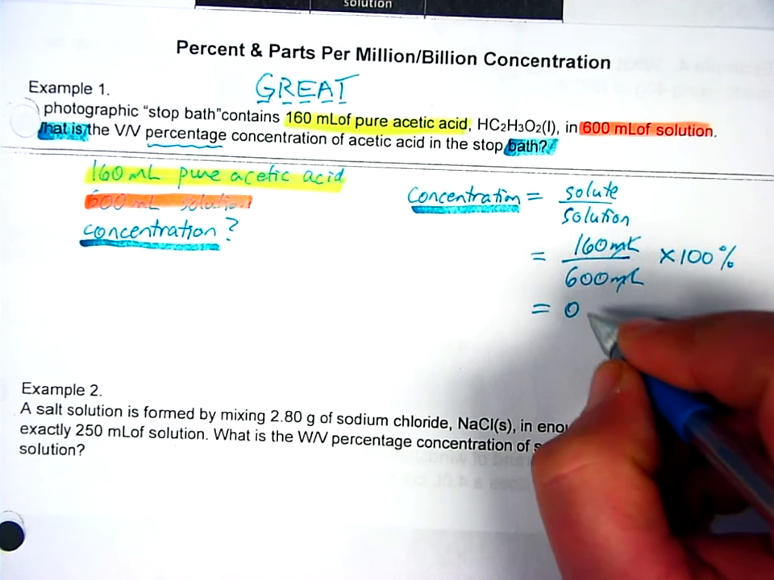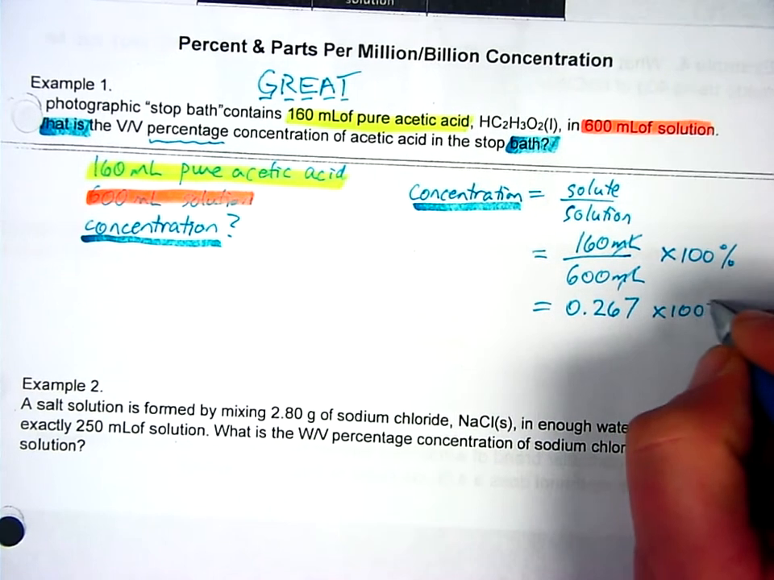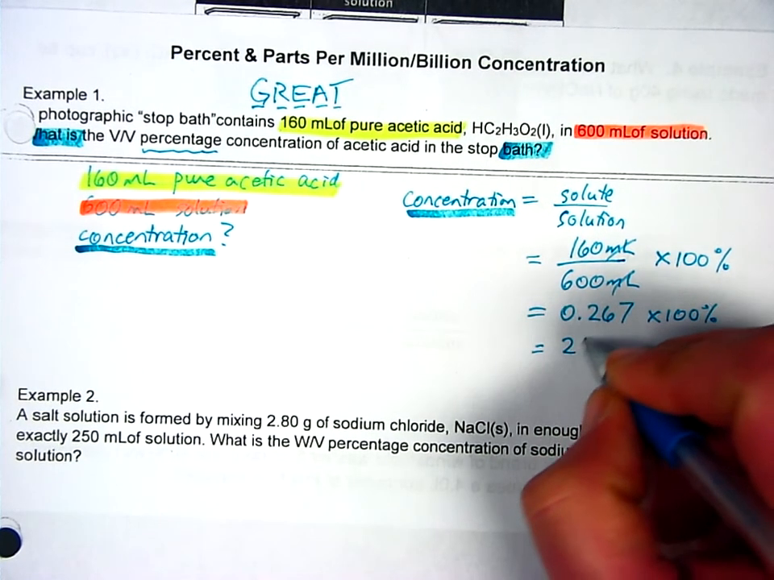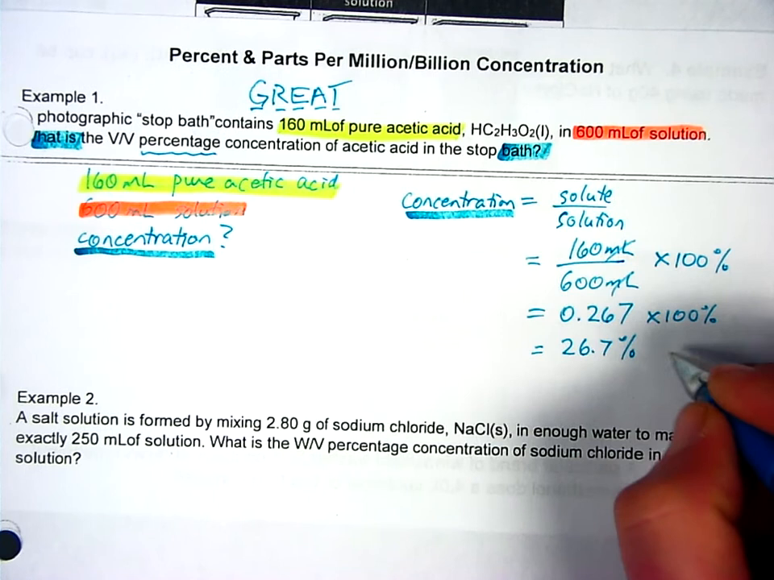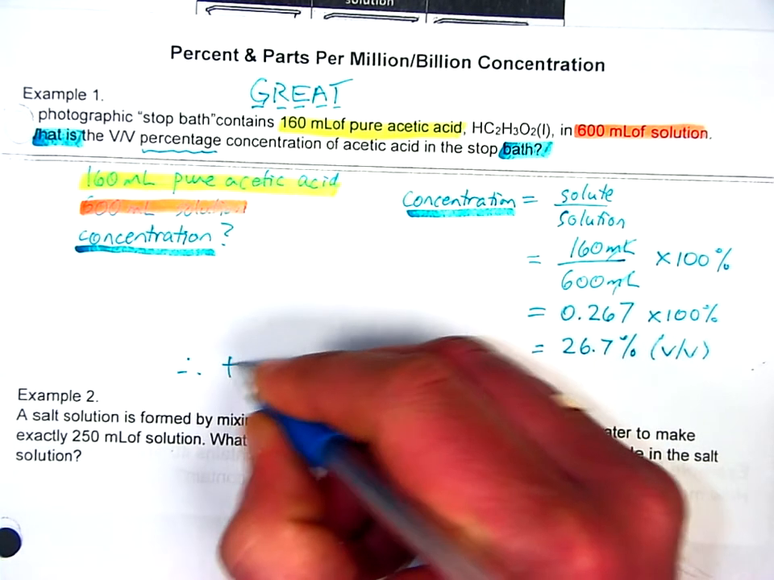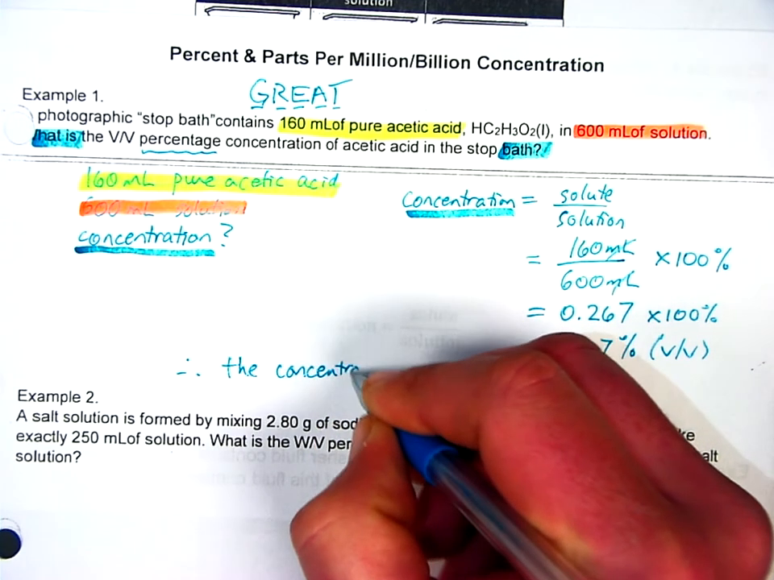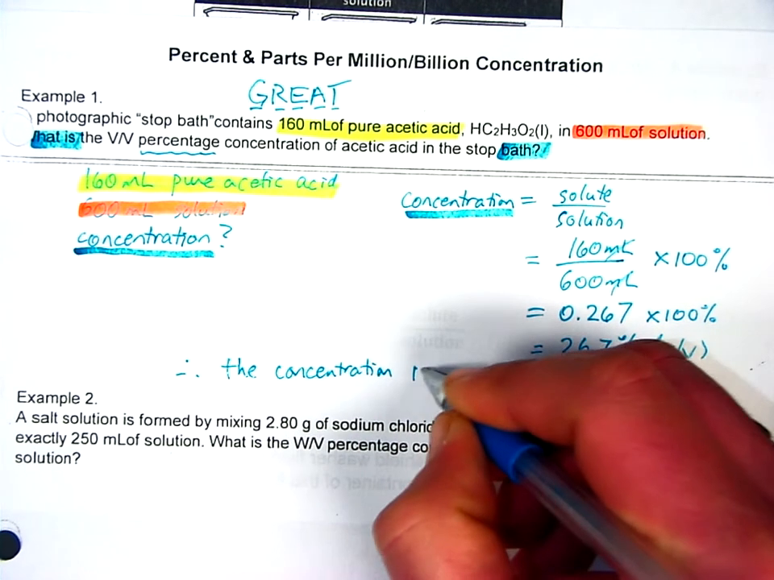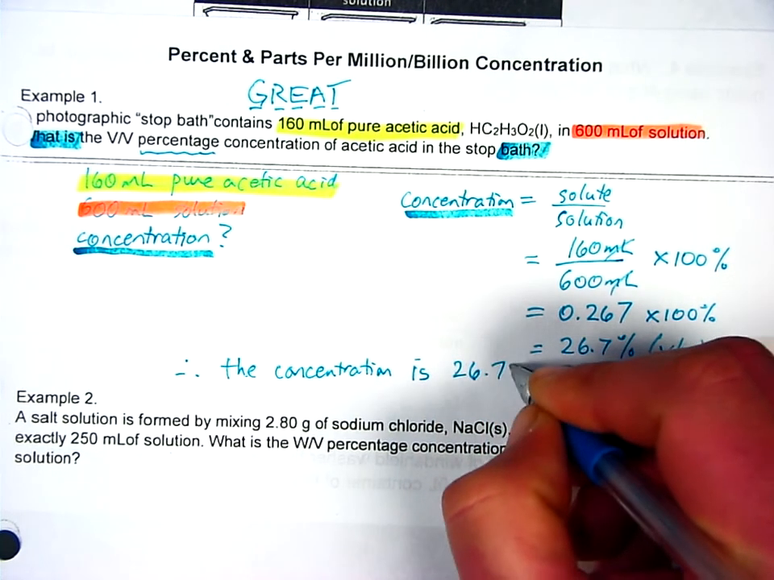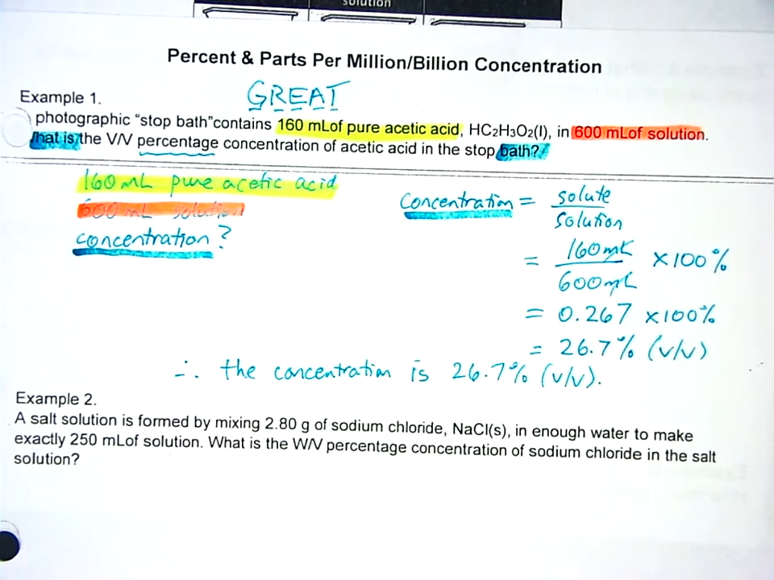I get a value of 0.267 times 100%, 26.7% volume per volume. Therefore, the concentration is 26.7% volume per volume. Okay? And that's our main way of doing this.